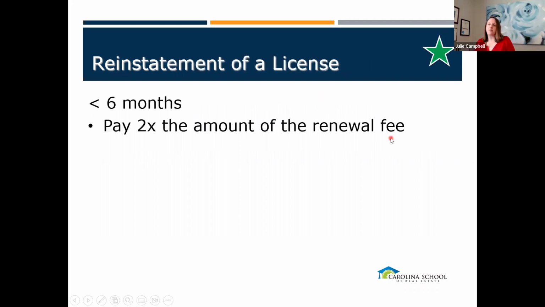So if you've been expired for less than 6 months, you pay the $45 renewal fee plus a $45, what's it called? Reinstatement fee. So you have a $45 renewal fee and a $45 reinstatement fee. You submit the activation form, and poof, you're good. So you wake up on July 1st and you go, oh my gosh, I didn't pay my dang real estate license. It's okay. Go online, pay the fees, submit the activation form, and you're active again, just like that.